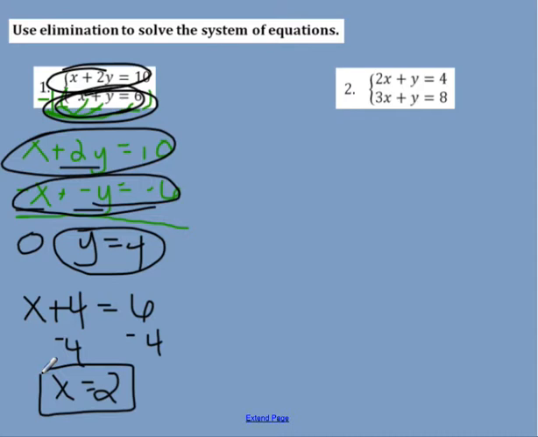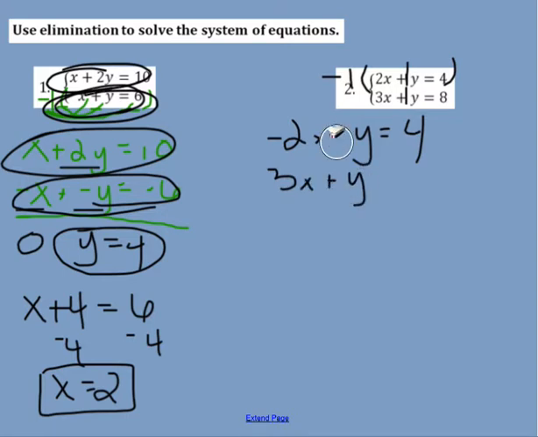So next thing we want to do is let's take a look at number 2. Again, I notice that these y's have the same coefficient. They have a coefficient of 1. So I'm going to take this one and make it negative. It doesn't matter which one you choose to make negative. I'm going to make that one negative. So then I have negative 2x plus y is equal to 4. And I'm going to keep that second equation the same. Oops, I forgot to distribute the negative to everything.